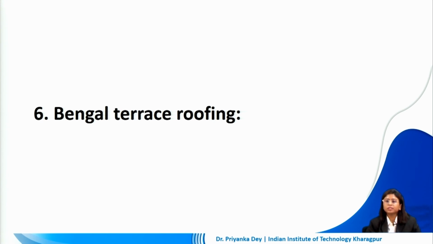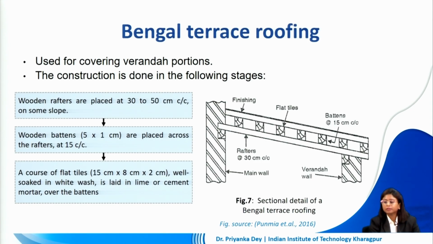Now, let us move to the next type of terracing, which is called the Bengal terrace roofing. This is used for covering veranda portions mostly. It is slightly sloping, kind of like an example of a lean-to roof. So, this we can apply if we have a veranda which needs to be covered with a slightly sloping roof structure. This construction is done by following these steps.